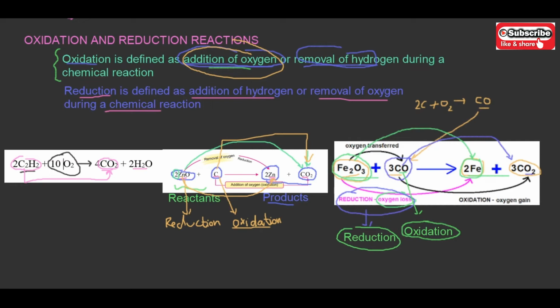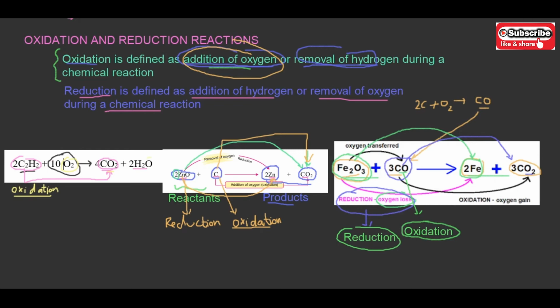So the carbon atom on the reactant side is bonded to hydrogen atom, while on the product side it is bonded to oxygen atom. So what does this mean? It means addition of oxygen has occurred. So this is known as oxidation. It means oxidation is taking place at acetylene, while in this case, as you can see, this oxygen atom is alone. This oxygen atom is alone, it is not bonded to any other atom.